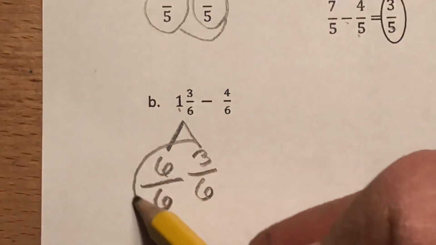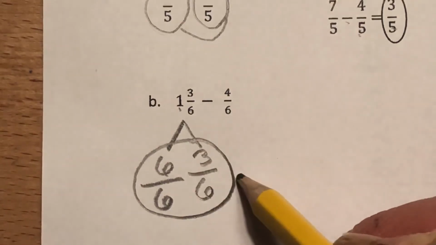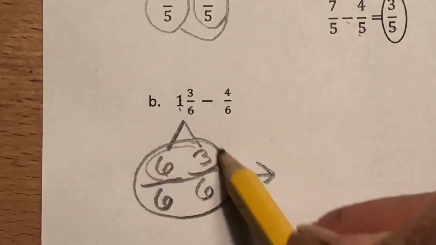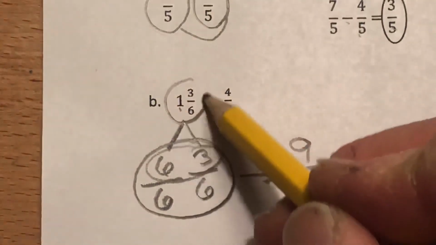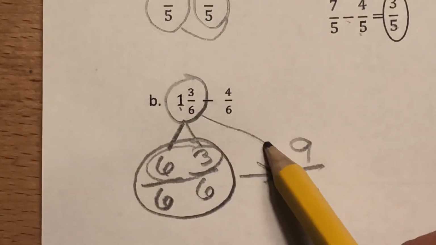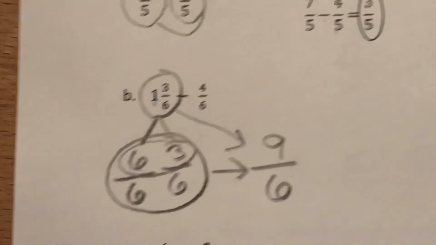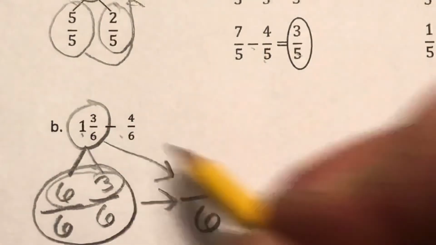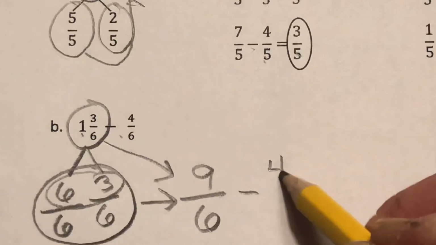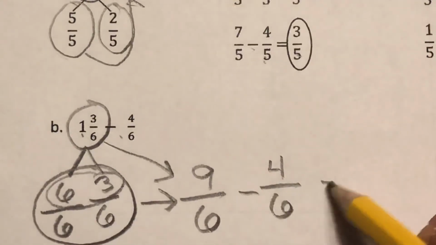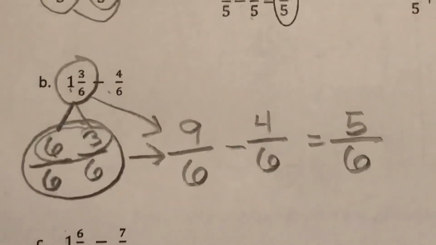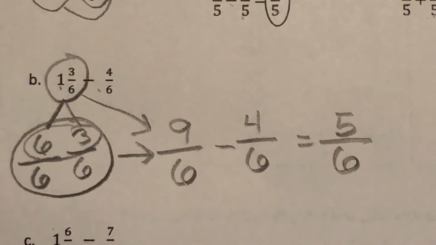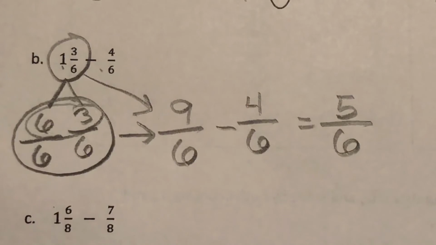So if I combine those, put them together, I'm going to end up with 9/6, right? So this number is equal to 9/6. That's a fraction greater than 1. And now I can subtract 4/6. And that's going to be 5/6. Does that make sense to you? I hope so. All right, and that's how we're going to solve the next 3, just like that.